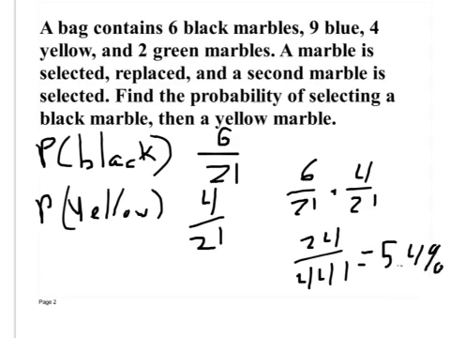You get 0.054. Change it to a percent, and that is a 5.4% chance. 24 divided by 441 gives you 0.054. Change it to a percent. Any questions?